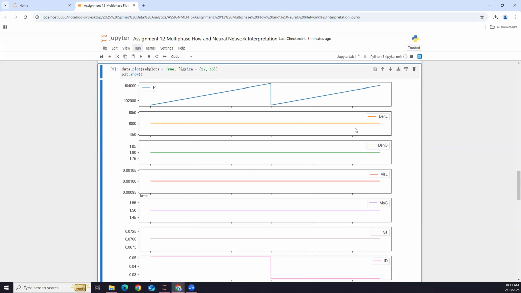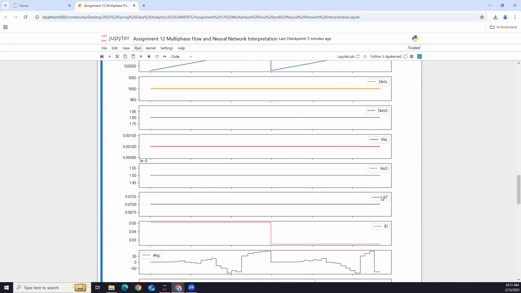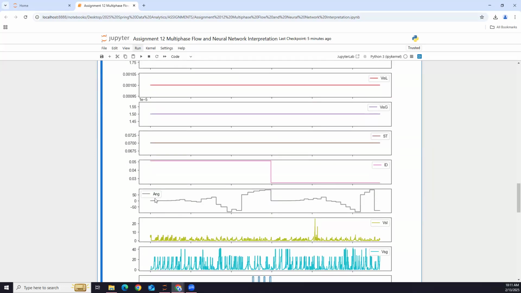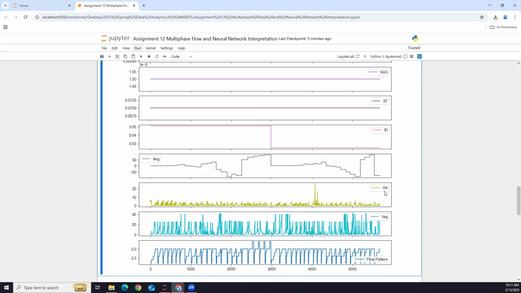I have the pressure, I have the density of the liquid, density of the gas, viscosity of the liquid, of the gas, the roughness, the pipe ID, the angle, whether it's horizontal, vertical, or something in between, then the superficial liquid velocity, superficial gas velocity, and the flow patterns associated with them.